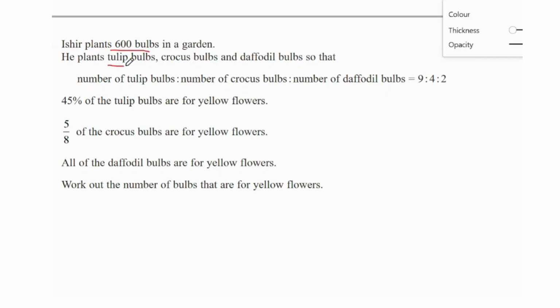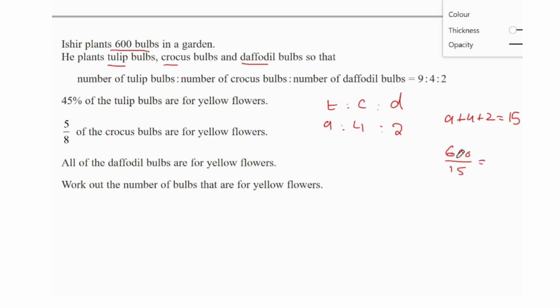So he has tulip bulbs, crocus, and daffodils, and the ratio is given in this way. So let's write it down in the simplest form. So we have T ratio C ratio D. So there are 9 ratio 4 ratio 2, and the total is 600. Okay, so if we add all the ratios, 9 plus 4 plus 2, we will get 15 parts. So altogether we have 15 parts and the total bulbs are 600. So let's work out what it would be.